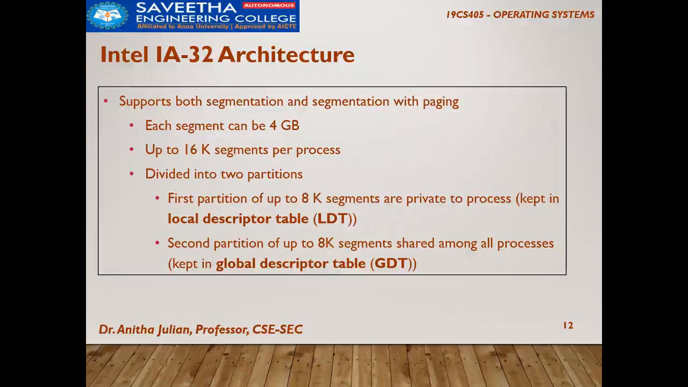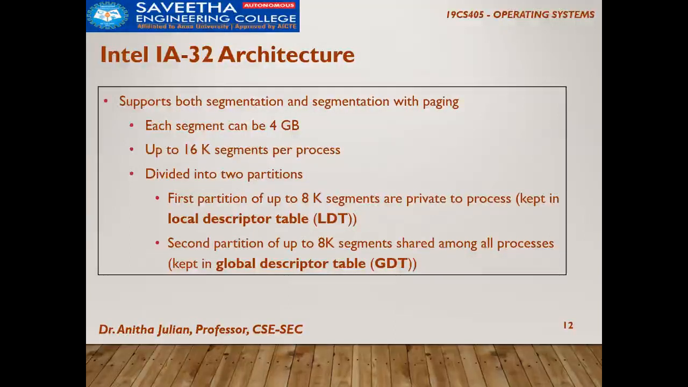So basically, if you take the 32-bit architecture, it supports both segmentation and segmentation with paging. That is, separately you can go for the segmentation concept, or you can use the concept which we just discussed in the previous lecture, combining paging and segmentation. And basically each segment can have 4 GB and up to 16K segments per process. These are all technical specifications given for this particular architecture.